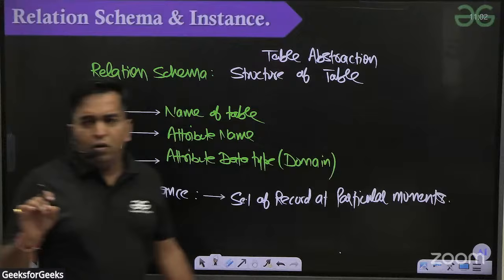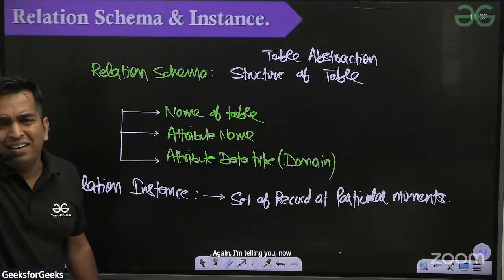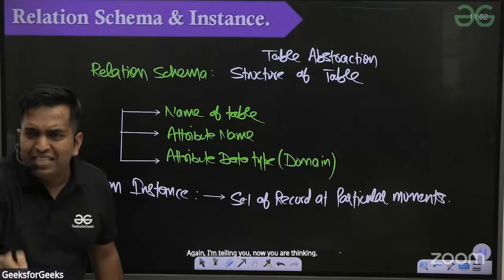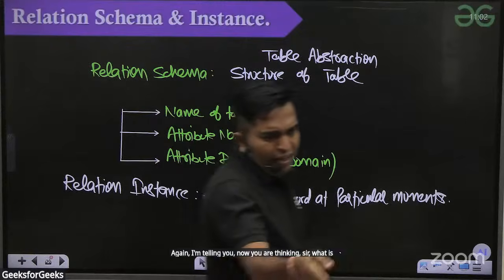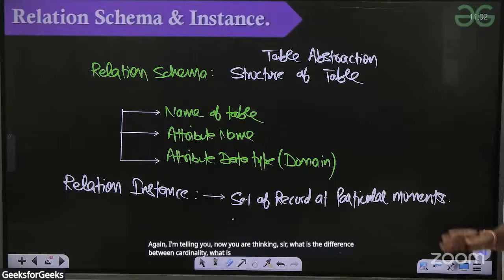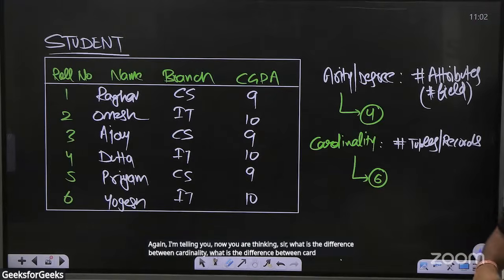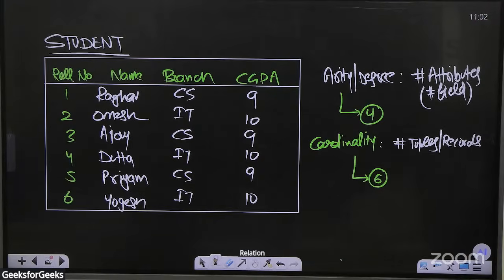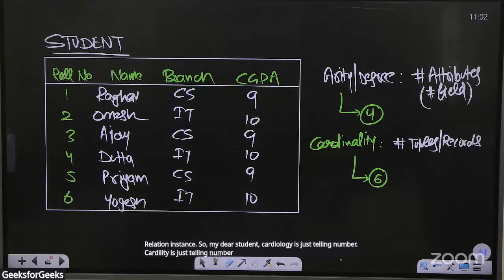Again, I'm telling you. Now you are thinking, sir, what is the difference between cardinality and relation instance? So, my dear student, cardinality is just telling a number, how many tuples we have. But relation instance means detail of all these things.